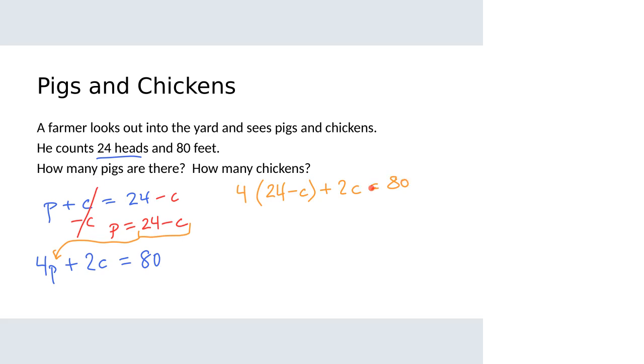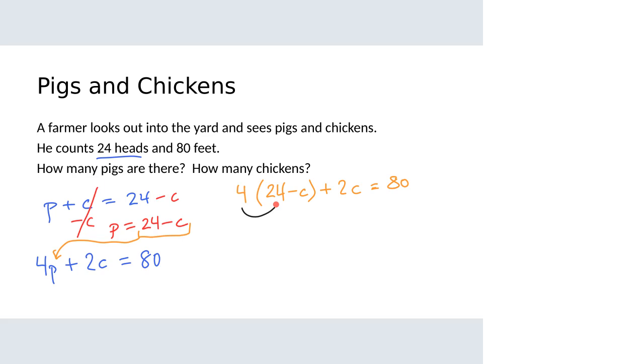And the key here, what we've done, thinking of this from an algebra standpoint, when I started, I had 2 variables, p and c, and 2 equations. That's great. That means I can solve it. But now what I've done is I've turned this into 1 equation with 1 variable. And now I can find out what c is. I can find out how many chickens there are, which is great.